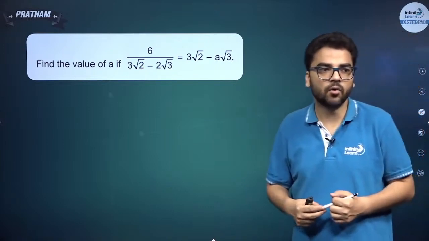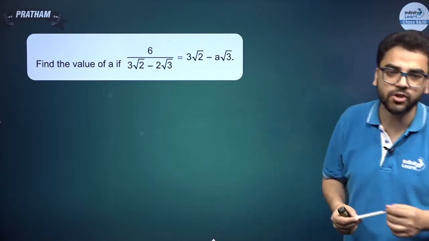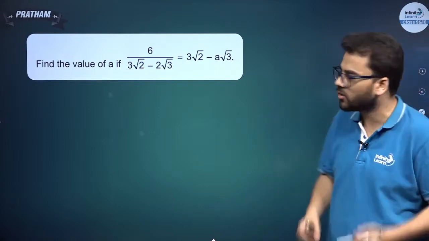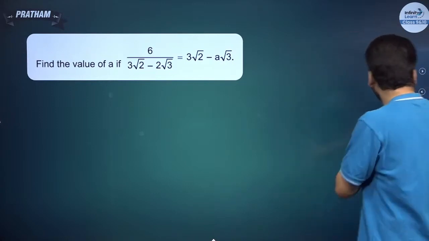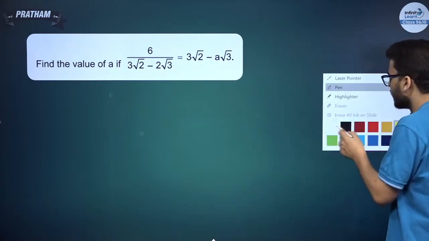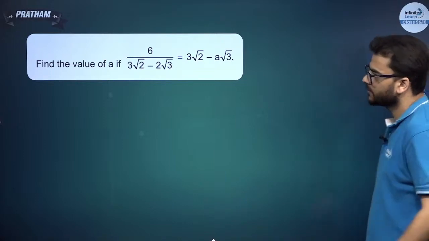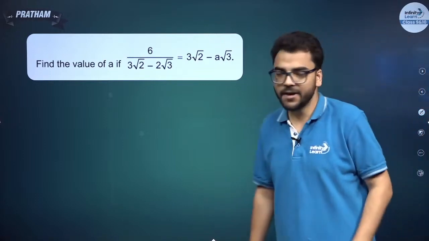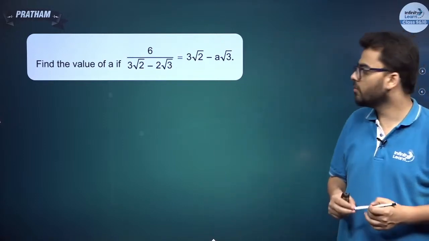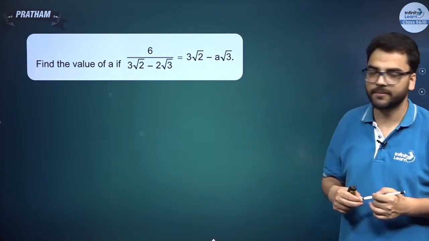So you can try this orally as well. If you can try doing it, actually you can do it orally. It's not like these are very tough questions. So try doing this, guys, if you can. Find the value of a if 6 divided by 3 root 2 minus 2 root 3 is this thing.